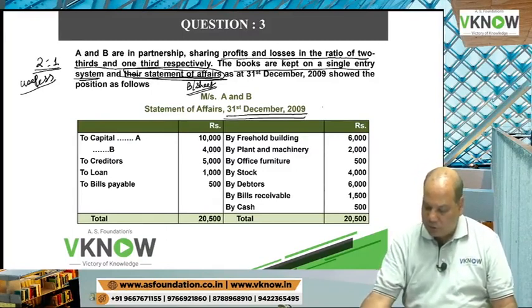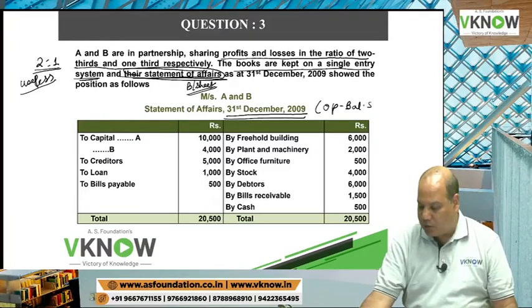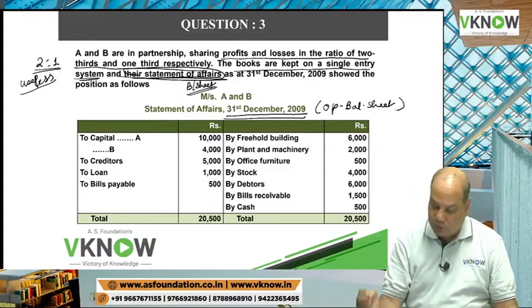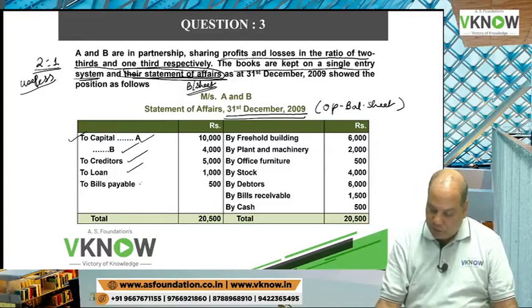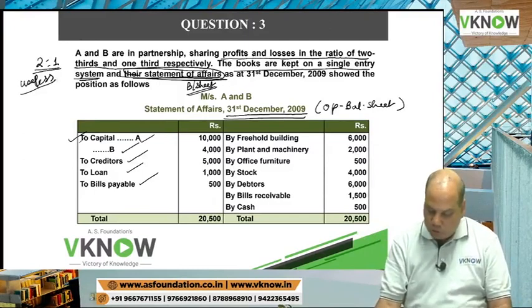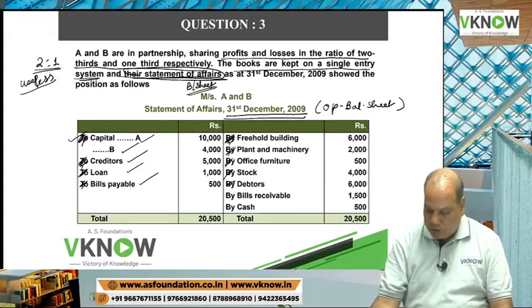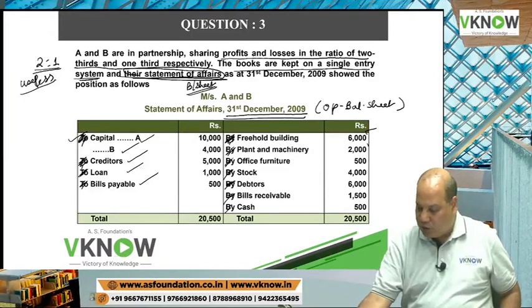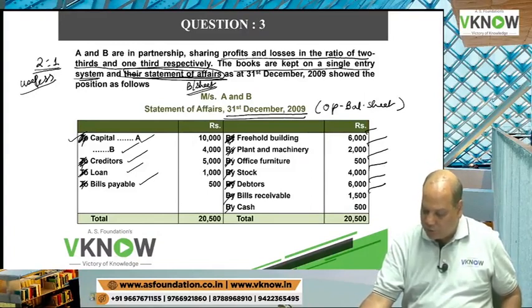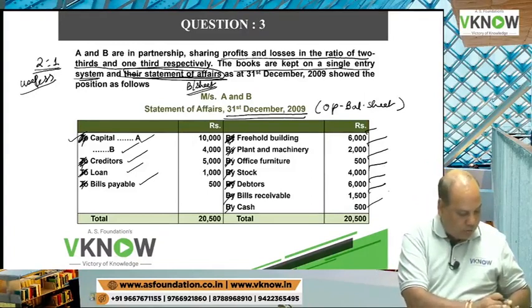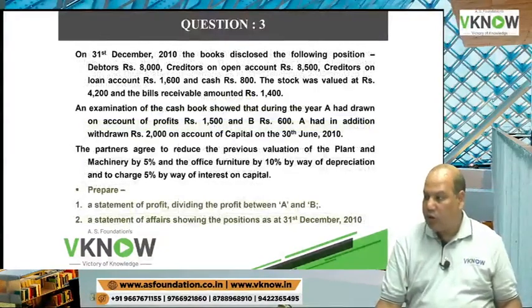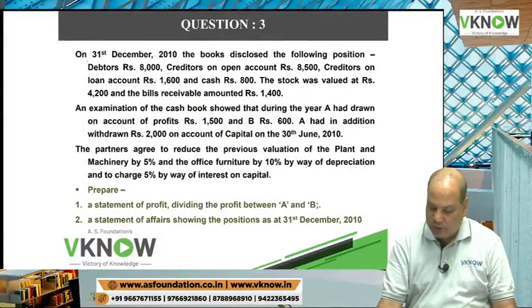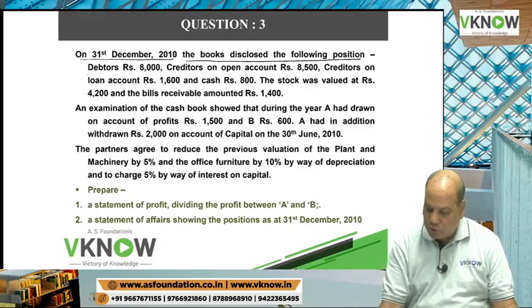So this is the balance sheet on 31st December 2009. This is the opening balance sheet, already given to you. Capital of A and B, creditors, loan, bills payable. Don't bother about the two items written here, they have no implication on the answer. Now the asset side: freehold building, plant, office furniture, stock, debtors, bills receivable, cash. On 31st December 2010, the books disclose the following position.